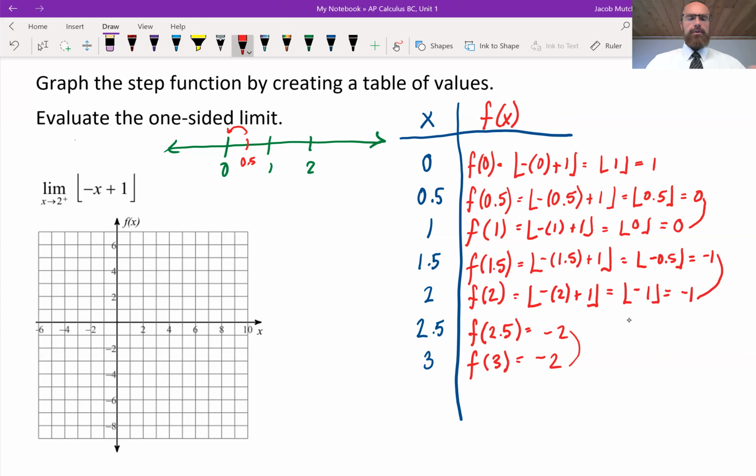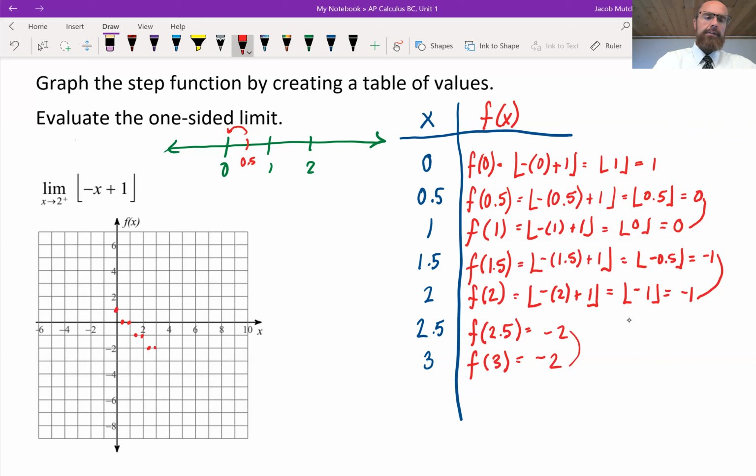Well, let's graph this. So I've got the point 0, 1. So that's right here on the y-axis. And then at 0.5, it's down on the x-axis at 0. Same at positive 1. At 1.5, it's at negative 1, as it is at 2. So that's kind of where we're looking for our limit, is around 2. Down here below, 2.5 is at negative 2, as is 3.